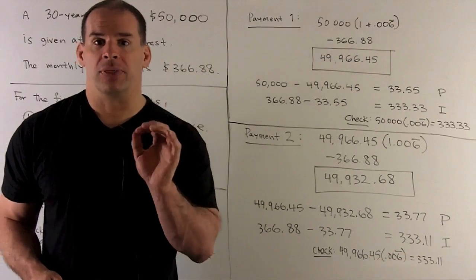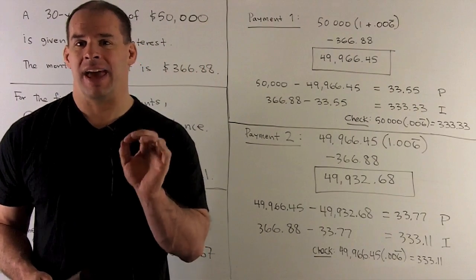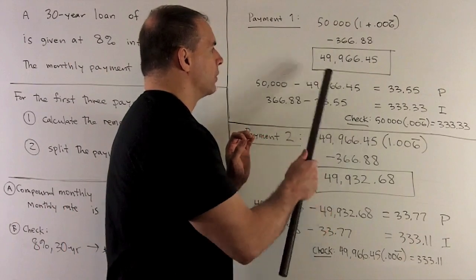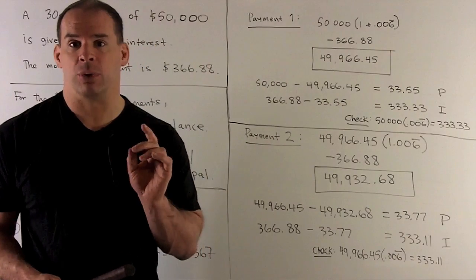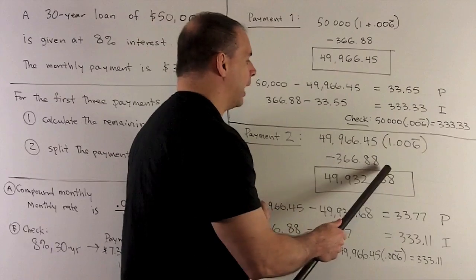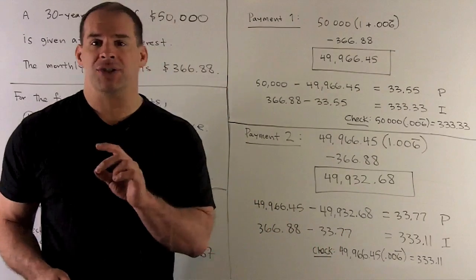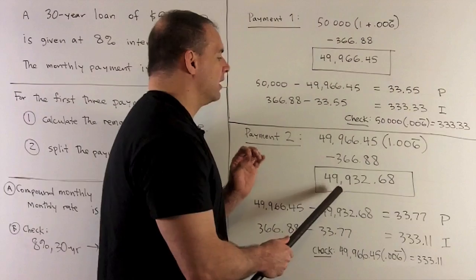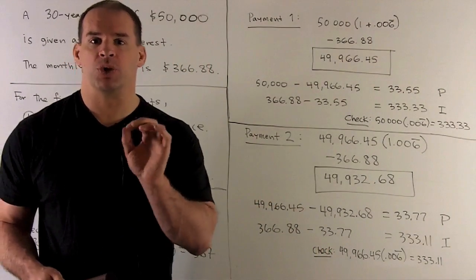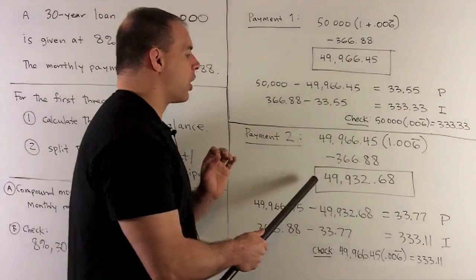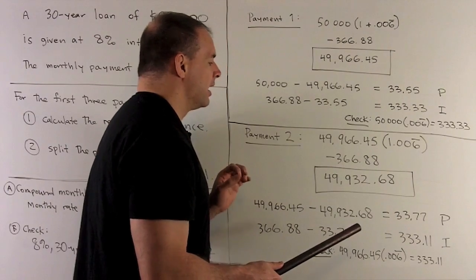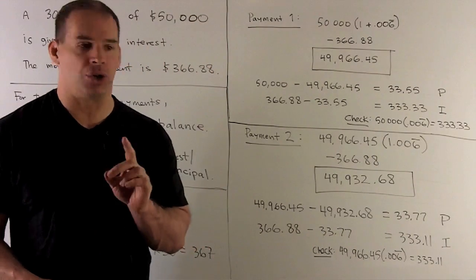All right, another month goes by, we apply interest, then we make our payment. So we take the balance from before, the $49,966.45, multiply by 1 plus our interest factor, subtract off our payment. So the new balance on our principal is going to be $49,932.68. If I want to know how much we just paid towards principal, take the difference with our original principal. So it's going to give me $33.77.